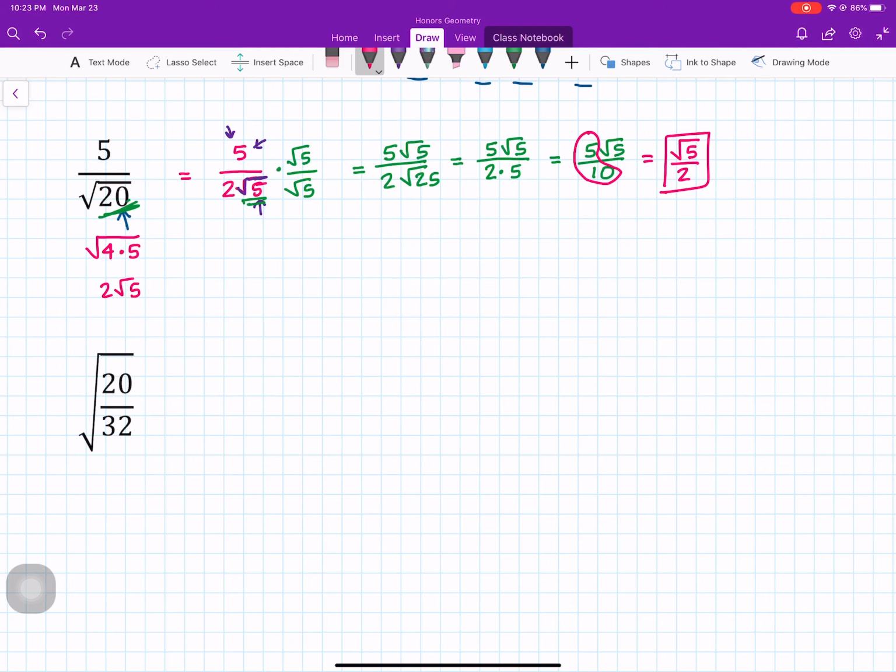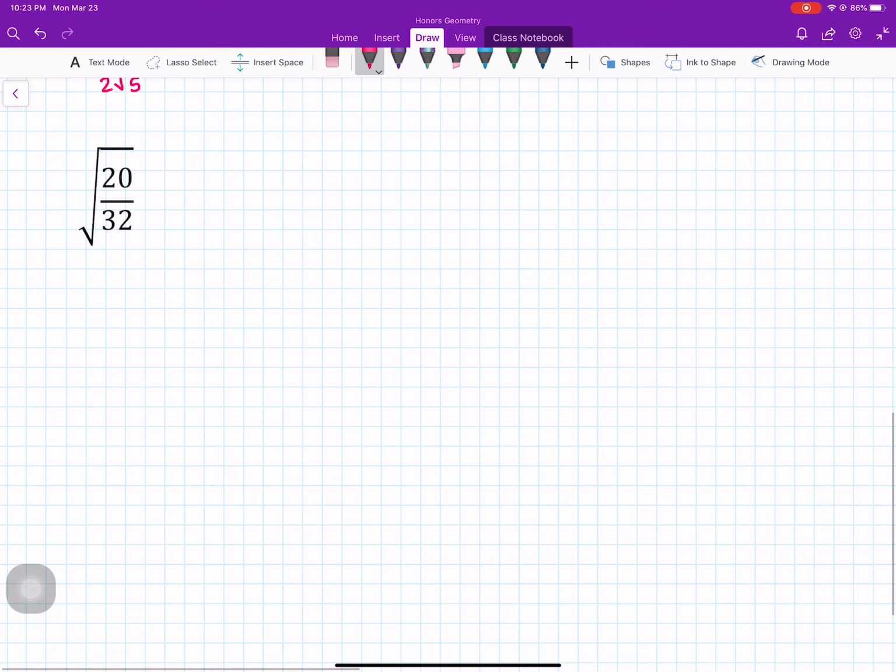Let's look at one more example. So when we're doing this, there's a couple different ways we can think of it. This is a fraction underneath a big giant square root. This square root is the same as saying root 20 over root 32. And there's a couple different things you could do here. I would reduce now before trying to rationalize, because then you're going to end up having to multiply 20 times 32 and then trying to reduce that radical, which is not fun.